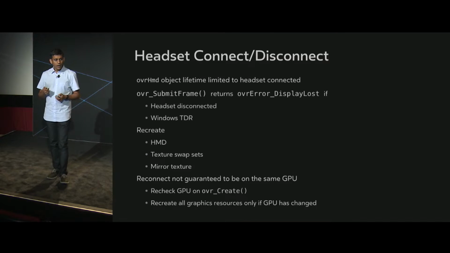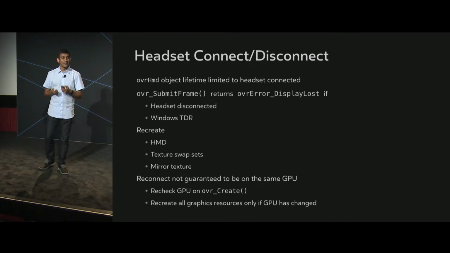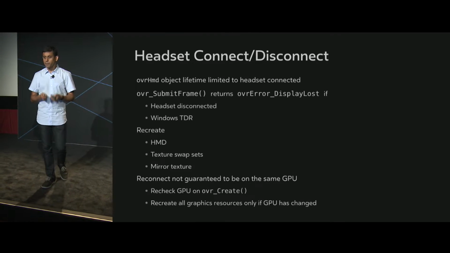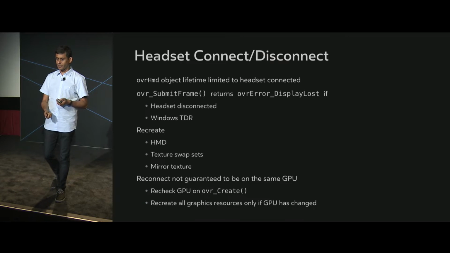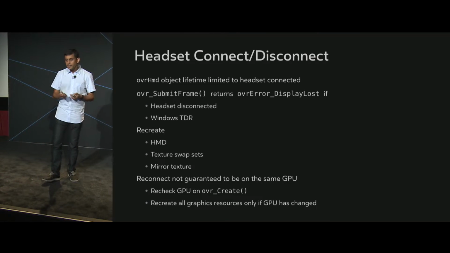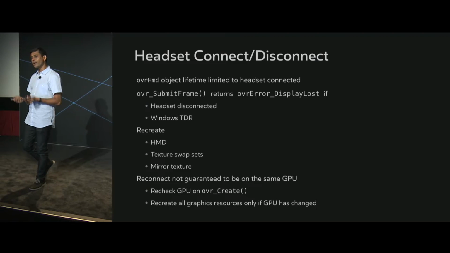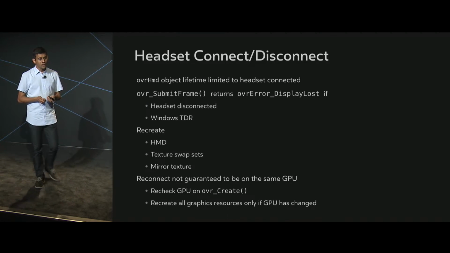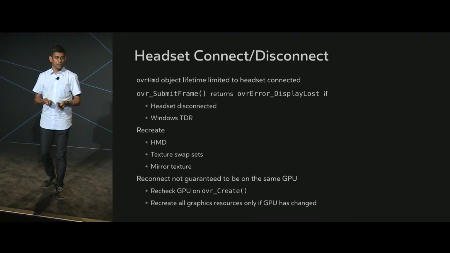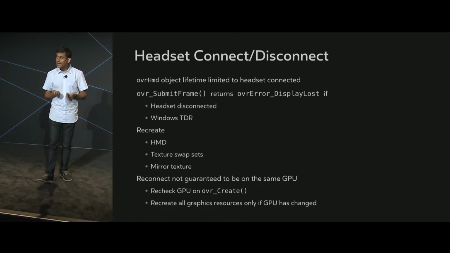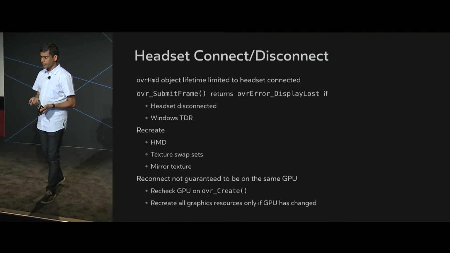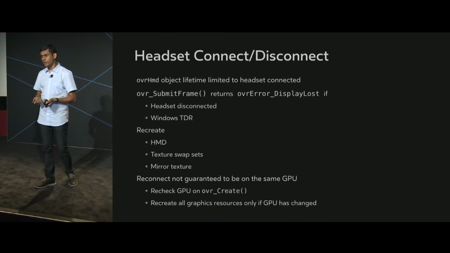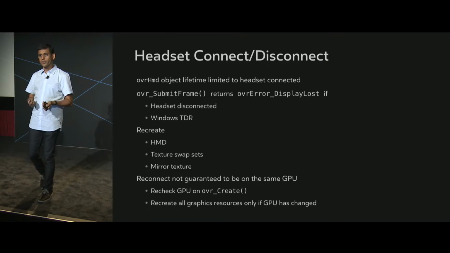So another thing that we've changed because of that is that the lifetime of the HMD object is now limited to the time that the headset is actually connected. This is because, in theory, if the headset gets disconnected, there's no guarantee that it'll come back to the same GPU. So OVR submit frame now returns an error display lost in 2 conditions: if the headset got disconnected, or if Windows detected a graphics timeout and recovered from that.